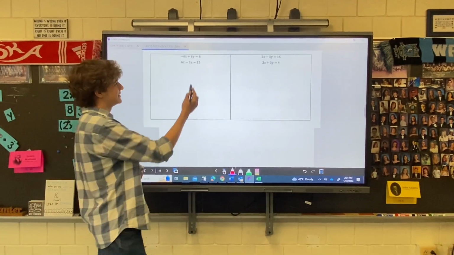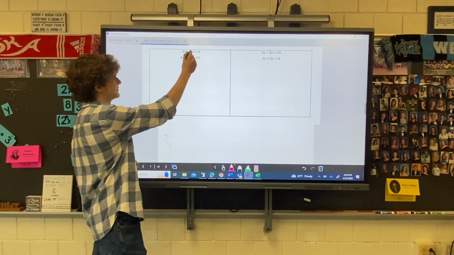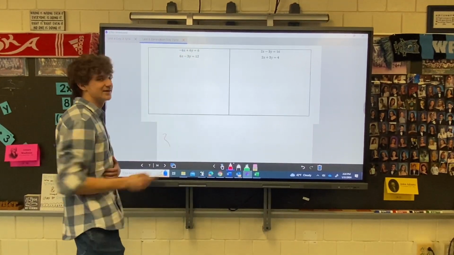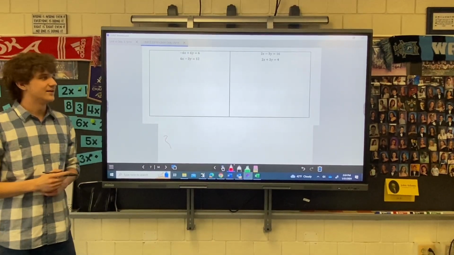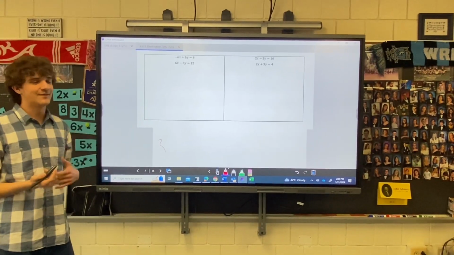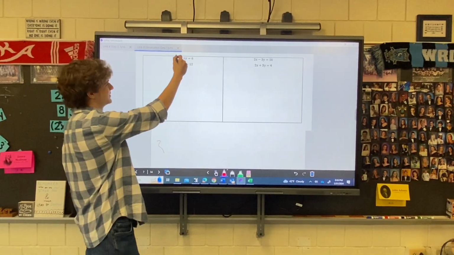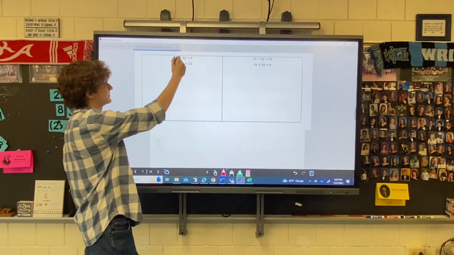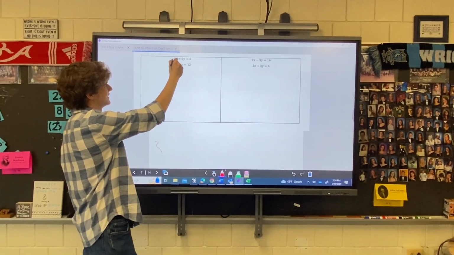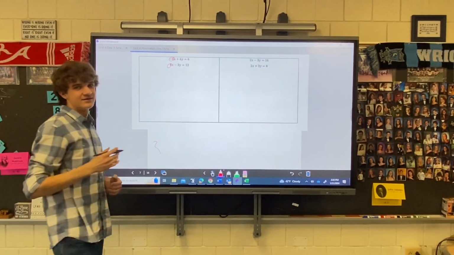And the reason we call it elimination is because we're trying to get rid of one of our variables. We have an x and a y, and we're trying to eliminate either the x or the y. And the way we do this is by adding opposites. So let me explain. We're going to look for a variable that has opposite coefficients, like -6 and 6, those are opposites.